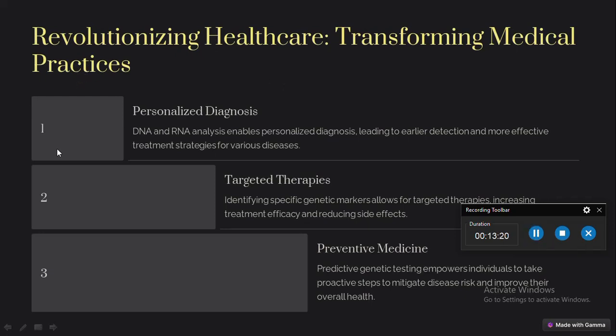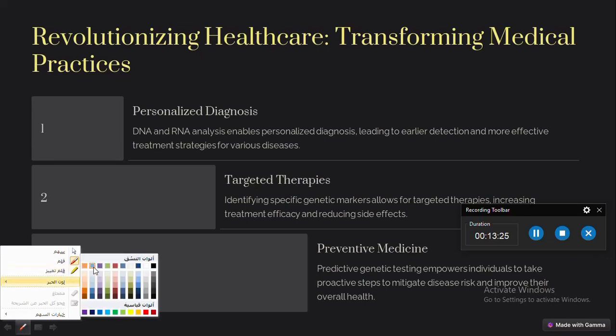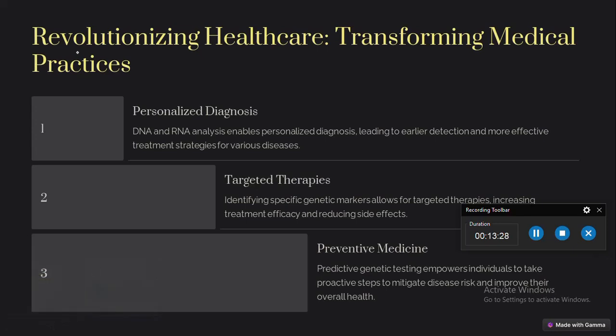How analyzing RNA and DNA sequencing can make a revolution in health care. Okay, number one, through personalized diagnosis, targeted therapy, and preventive medicine. Okay, what is personalized diagnosis? DNA and RNA analysis enable personalized diagnosis, leading to earlier detection.